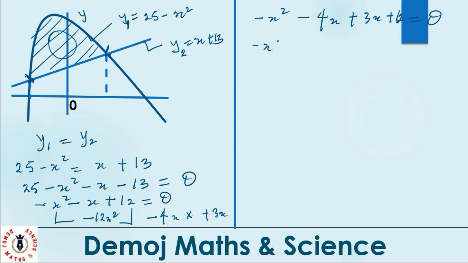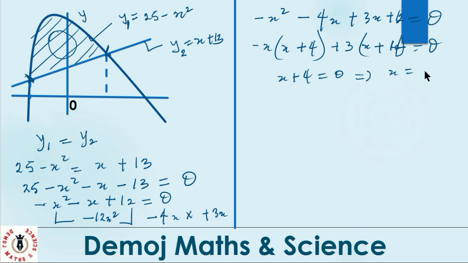Obviously, minus x becomes a factor. This becomes x plus 4. And here I have plus 3 as a factor into x plus 12. So x plus 4 equals 0, which implies that x equals minus 4. Then minus x plus 3 equals 0. This implies that minus x equals minus 3, which also implies that x equals 3.